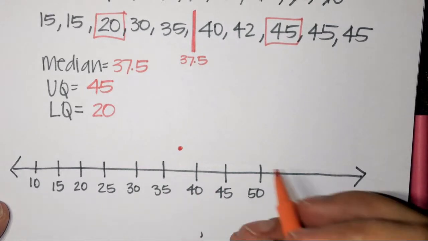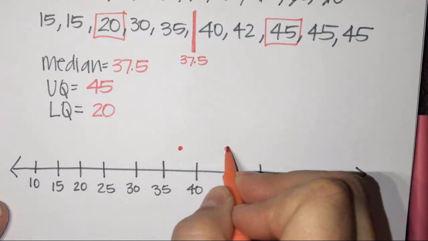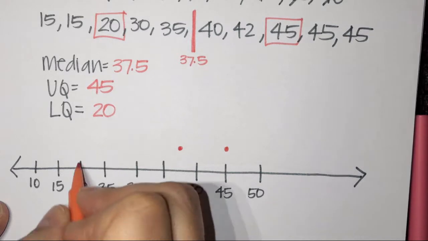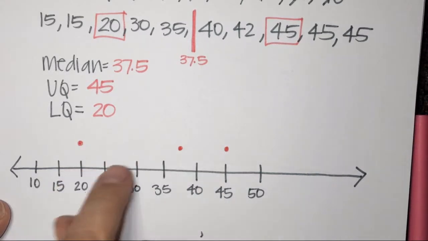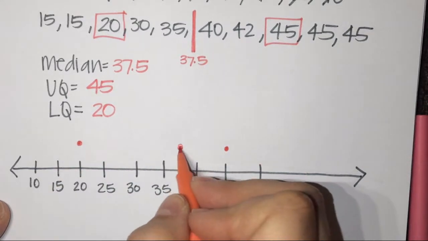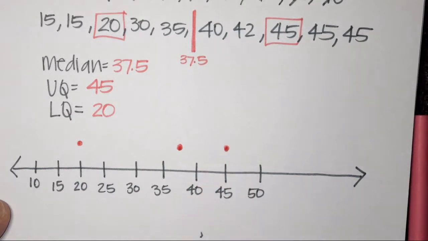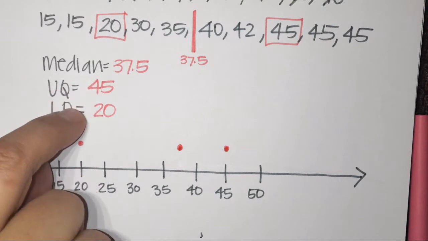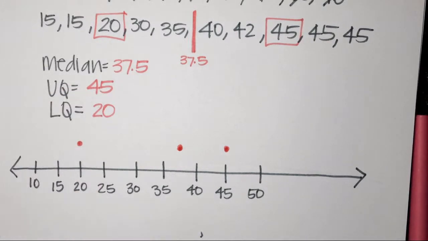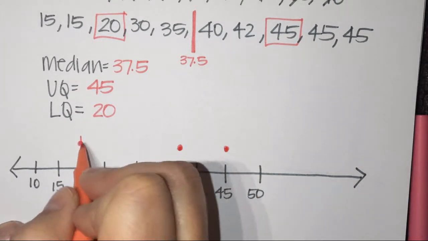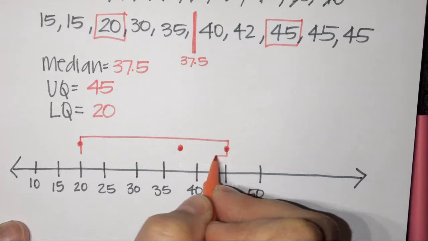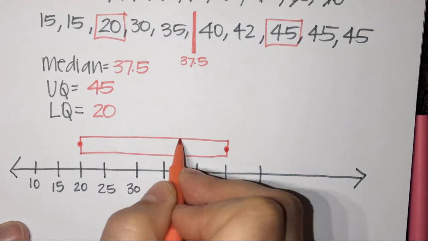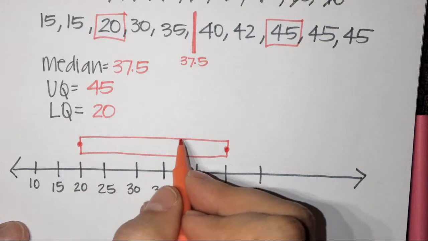What was my upper quartile? 45. And my lower was 20. Okay, so I've marked those 3 values above my number line. Okay? Now, we said, what's the difference between my upper and lower quartile? What do we call that? Interquartile range. Interquartile range. And that represents the majority of my data. So I'm going to box that in. This is the difference between my upper and lower quartile.